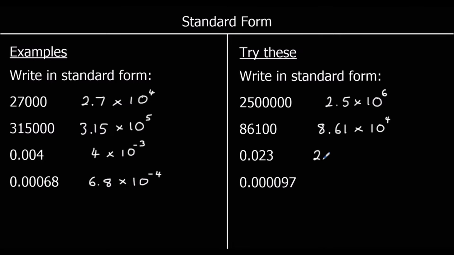0.023. That's going to be 2.3. Between 1 and 10, 2.3 times 10 to the power of, we want to divide it by 10. So it's a negative power. And it's 2 times, 2.3 divided by 10 twice equals 0.023. And 0.000097, a number between 1 and 10, 9.7 times 10 to the power of, it's going to be a negative power. How many times do I divide 9.7 by 10 to get 0.000097? And that will be 5.